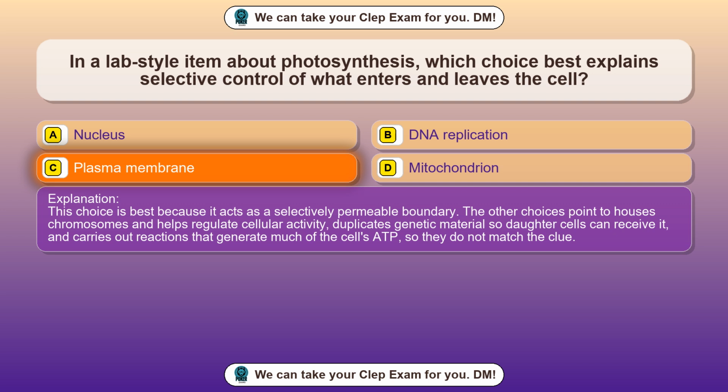This choice is best because it acts as a selectively permeable boundary. The other choices point to houses chromosomes and helps regulate cellular activity, duplicates genetic material so daughter cells can receive it, and carries out reactions that generate much of the cell's ATP, so they do not match the clue.